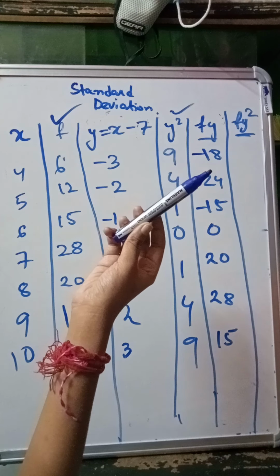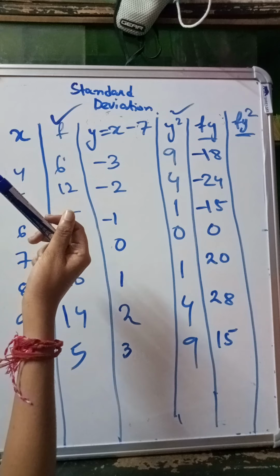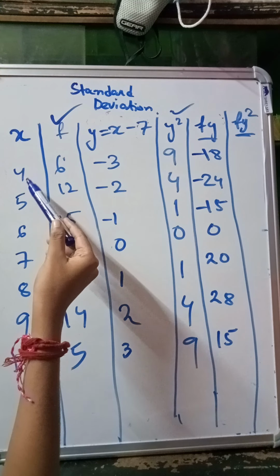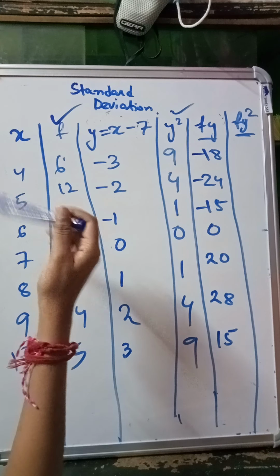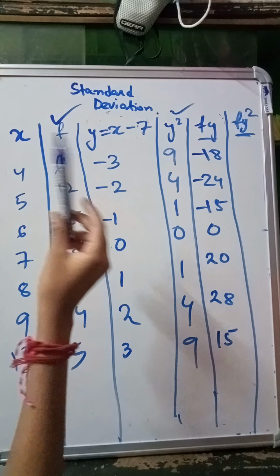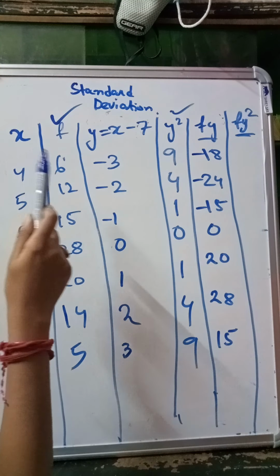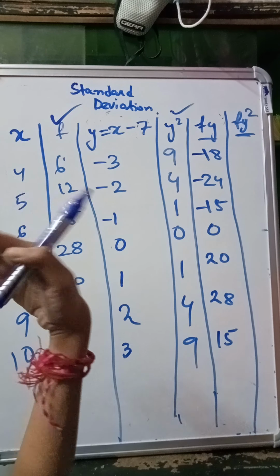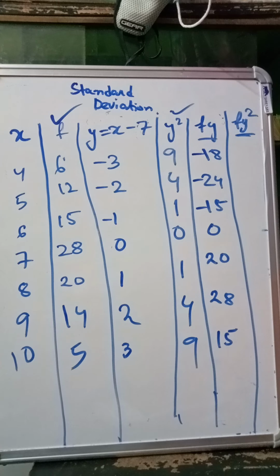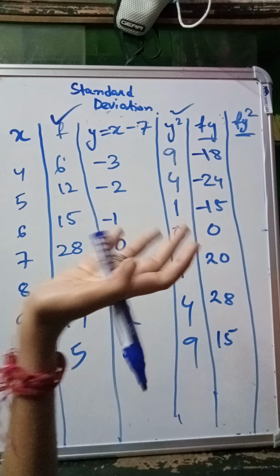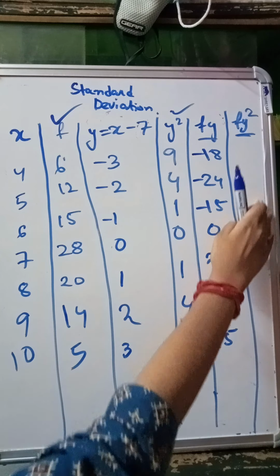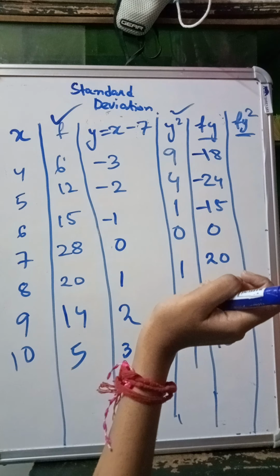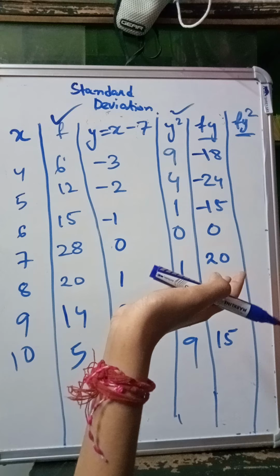If we had not shifted the origin, we would have taken the squares of these numbers, that is 16, 25, then 36. Then we would have to multiply that 16 with this 6, 25 with this 12, and the number would have become very large, and at the end the calculation would have become very complex. So for that reason, to make this smaller and this smaller, we have shifted the origin, so that the calculation becomes easier.